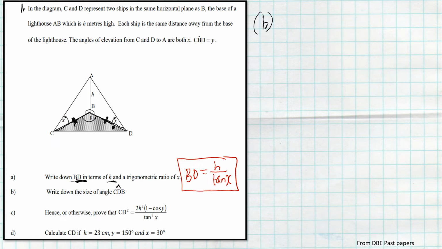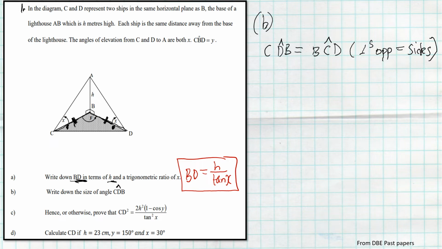So what kind of triangle is that? It is an isosceles triangle. What do we know? Base angles are equal, right? So we can say angle CDB will definitely be equal to angle BCD, because angles opposite equal sides are equal, or you can say base angles of an isosceles triangle.